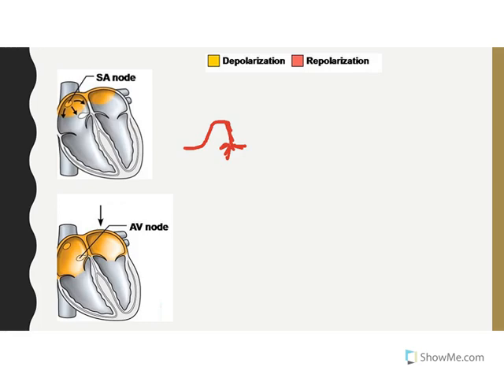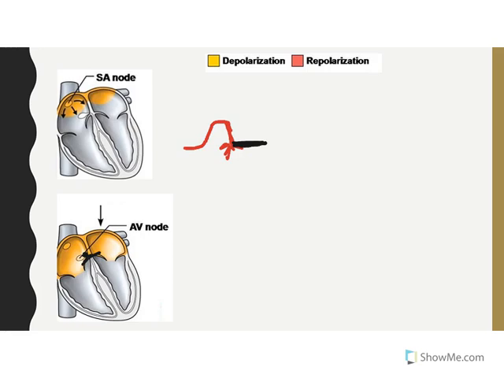The AV node has few gap junctions and the fibers are small, so we're going to have a delay. Things are going to slow down. I'm going to change the color. Going from here to here, I'm going to see a flat line. This represents that slowing down of the electrical impulse as it moves through the AV node and through the bundle of His, which is right in here, before it hits the Purkinje fibers.